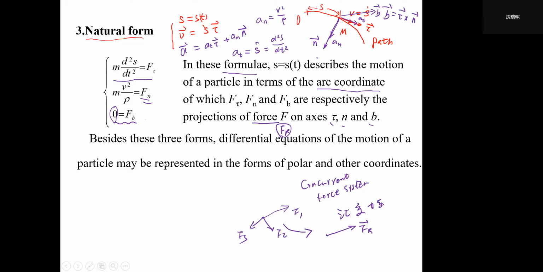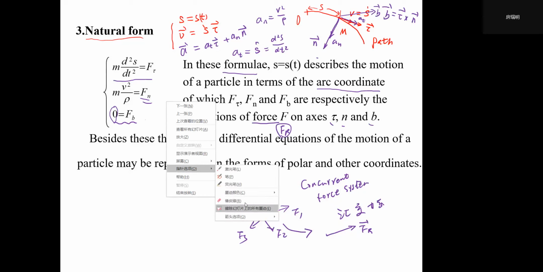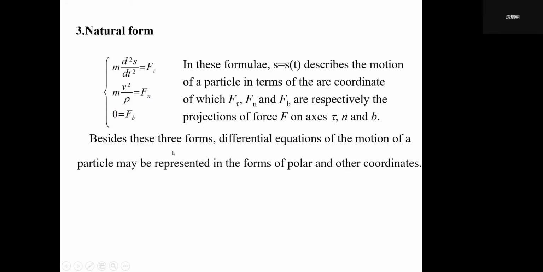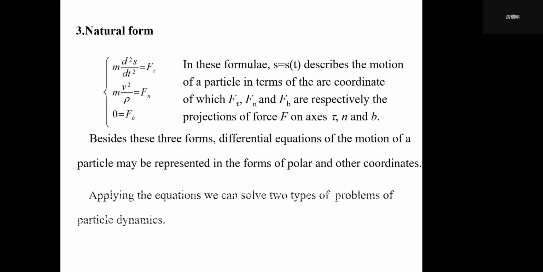And besides these three forms, differential equations of motion of a particle may be represented in the forms of polar and other coordinates. Then we are not talking about the polar and other coordinates here. Maybe sometimes you will encounter that kind of expression, but it's easy to understand.